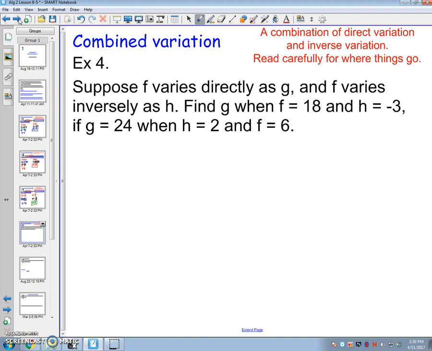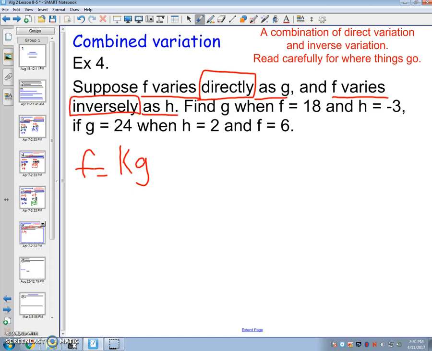So example 4, suppose f varies. So it means f equals direct. Direct means multiplication, so I'm going to multiply these things by k as g. So kg up here. And it says f varies inversely as h, meaning divide by h. That's my equation. Now I do the two situations.